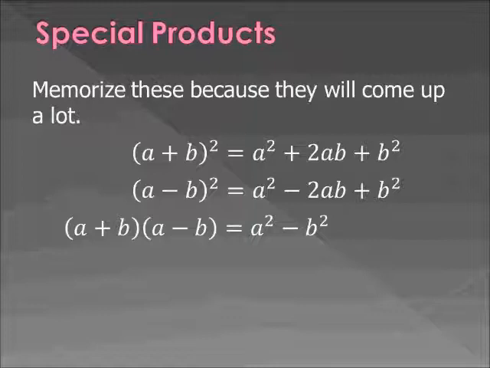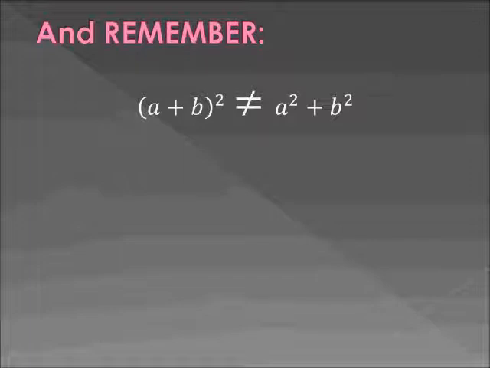Now, you notice that a plus b quantity squared is what it is. Do not do this. A plus b quantity squared is not the same as a squared plus b squared. If you're not sure, try plugging in numbers yourself. If you make a 2 and b 1, well, 2 plus 1 is 3. 3 squared is 9. Now, if you try 2 squared plus 1 squared, you're not going to get 9. So don't make that mistake.